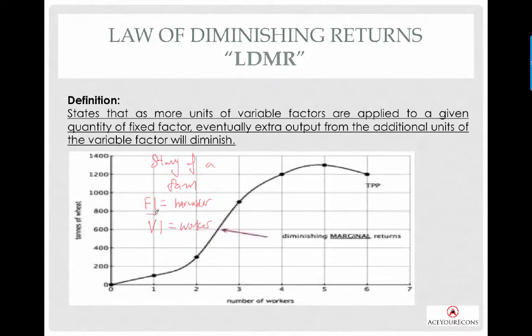Fixed input is something that you cannot change in the short run, or your fixed factor. Variable input, or variable factor, is your FOP that you can change in the short run. Your y-axis is the amount of wheat that the farm can harvest, between 0 to 1,400 units. And on the x-axis is the number of workers employed: 0, 1, 2, 3, 4, 5, 6, and 7. There is no axis for the harvester, meaning there is always assumed to be one harvester.